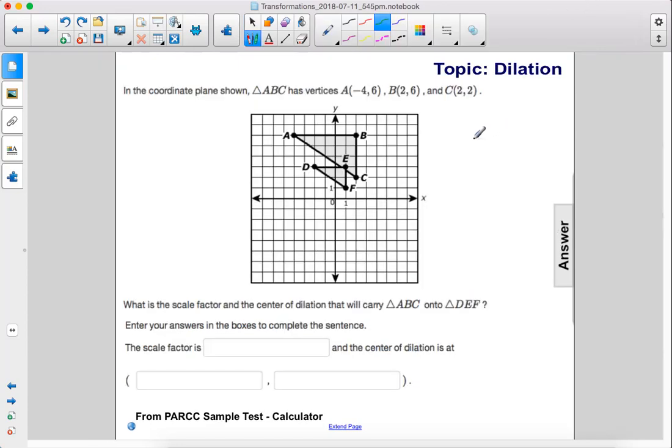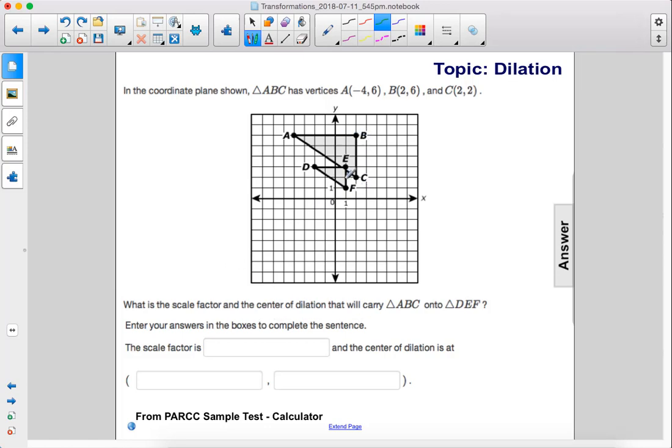In the coordinate plane shown, triangle ABC has vertices at (-4, 6), (2, 6), and (2, 2). What is the scale factor and center of dilation that will carry triangle ABC onto triangle DEF? Enter your answers in the boxes to complete the sentence.